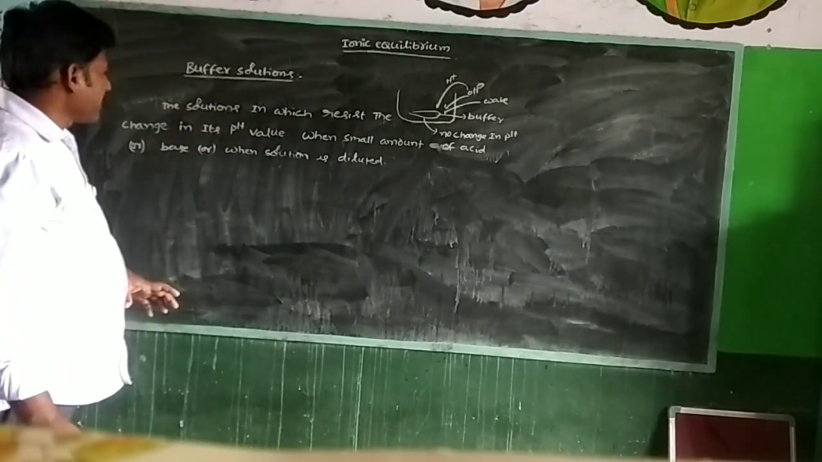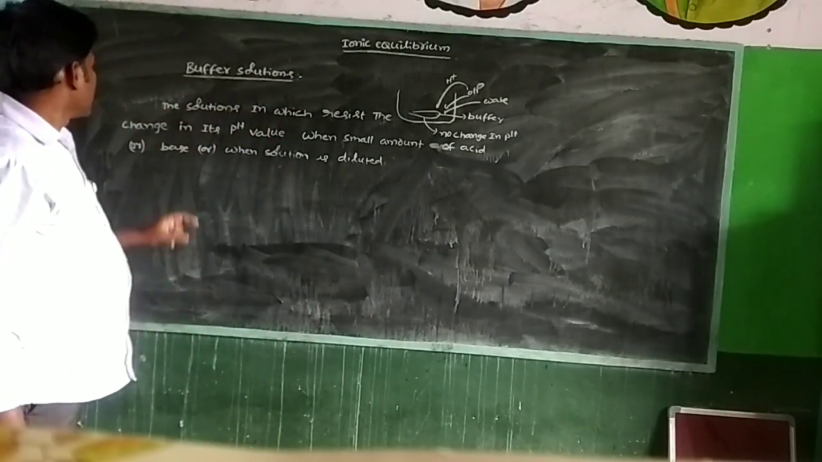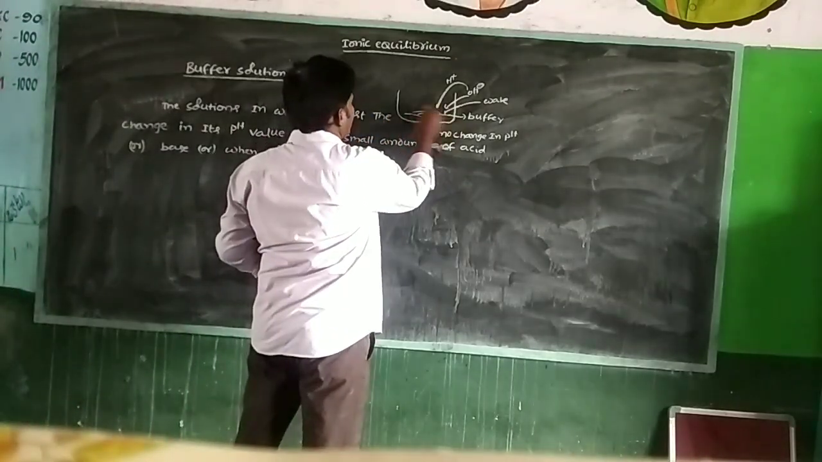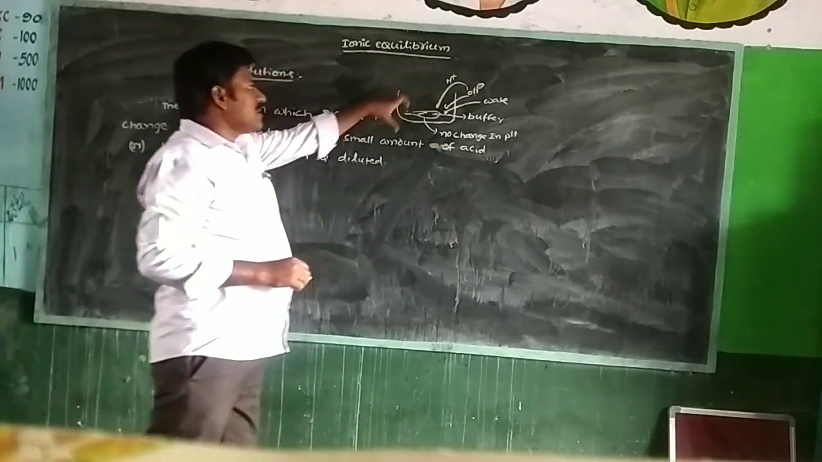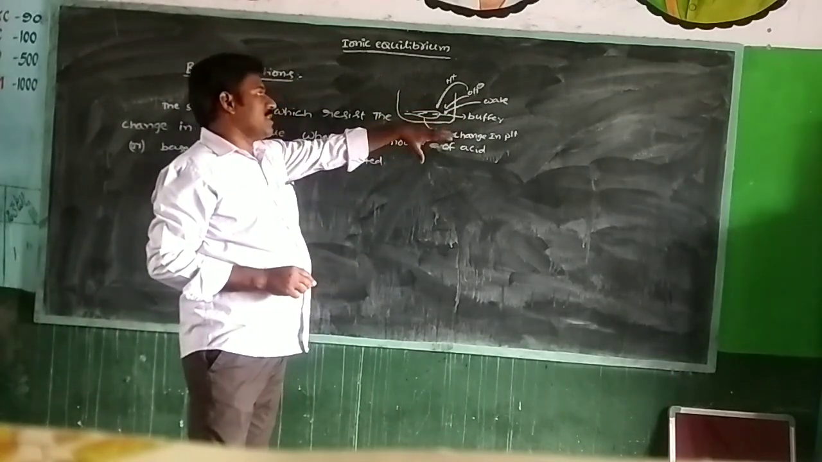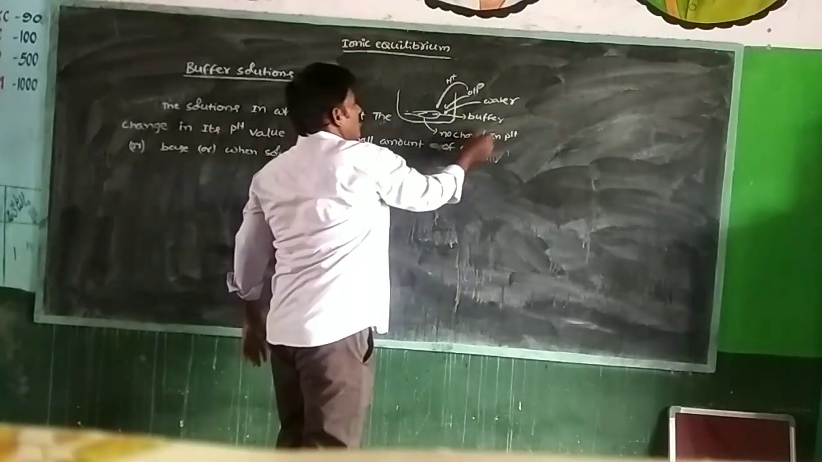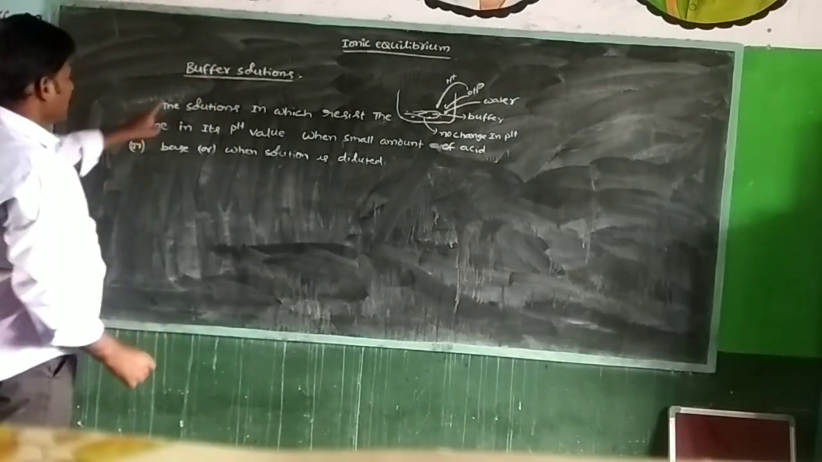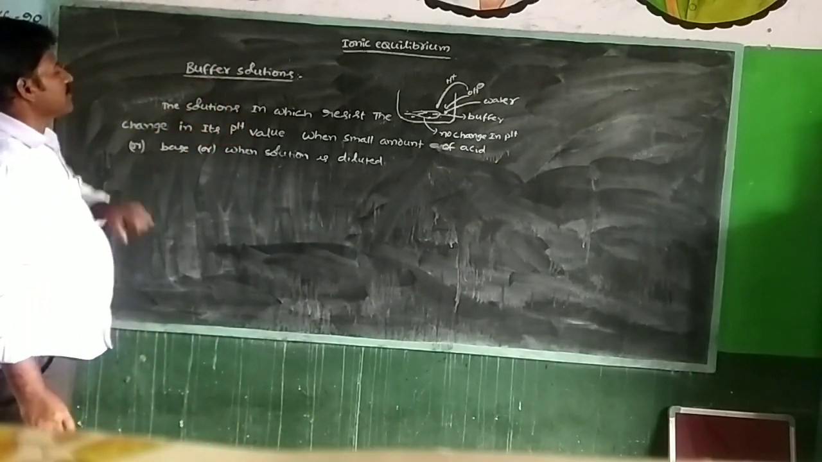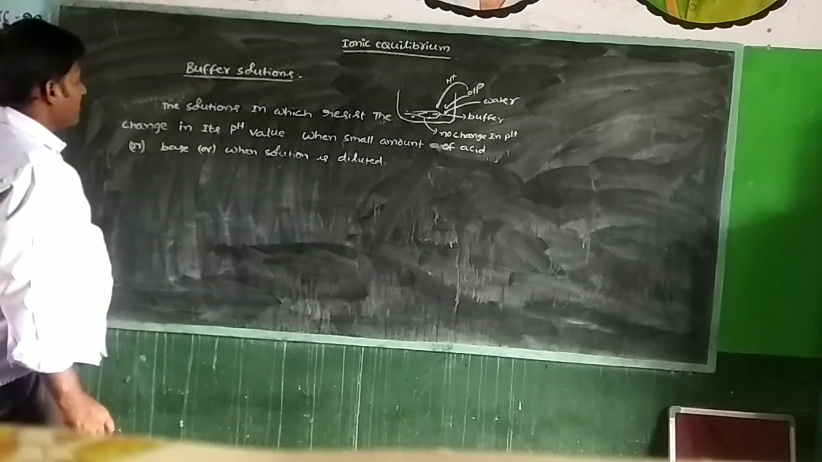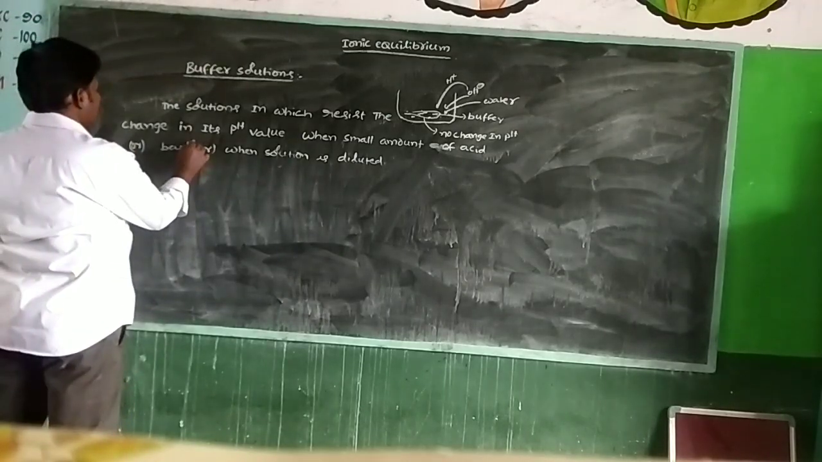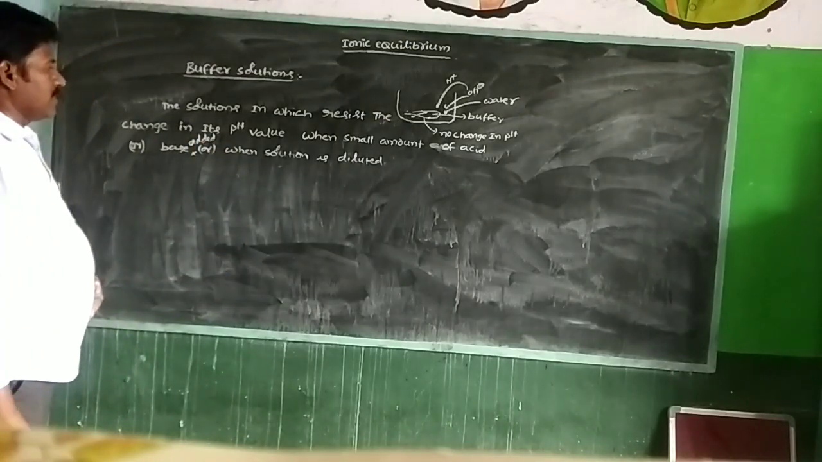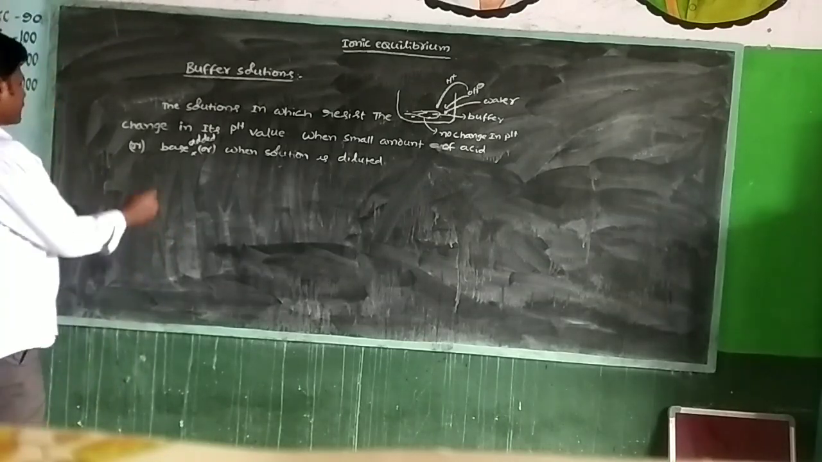The solutions which resist the change in their pH, resist means no change in pH. If acid is added, if OH minus is added, if water is added, there is no change in pH. That solution is called a buffer solution. Solutions which resist the change in their pH value when a small amount of acid or base is added, or when the solution is diluted. Okay. Next, types of buffers.